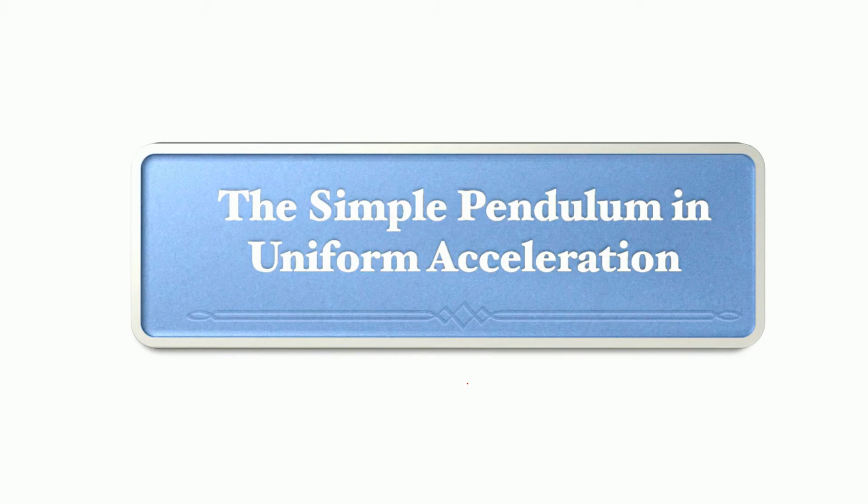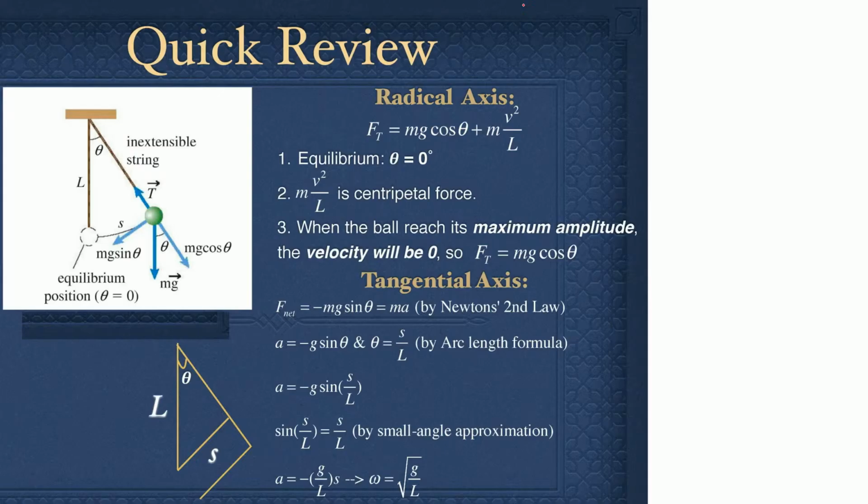We are discussing the simple pendulum in uniform acceleration. Just for a quick review, this is your pendulum, and when it is here, it is in the equilibrium position, that is, this theta angle is 0 with the vertical. Now at this position there is a tension in the string. If this is the angle, then we make a vertical, so this will be theta.